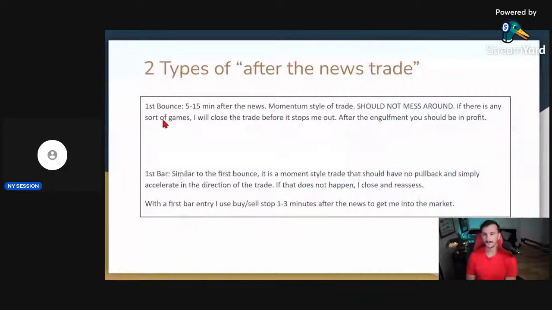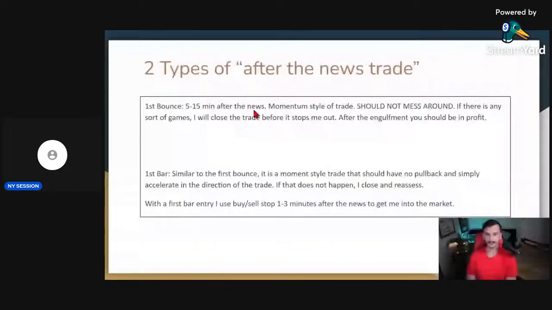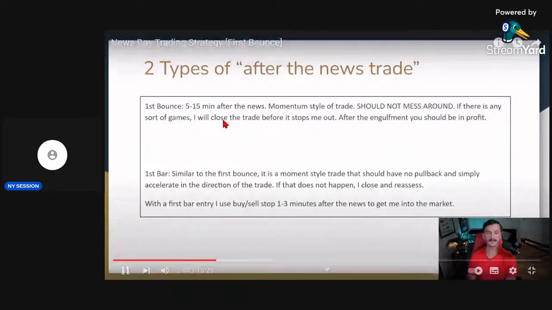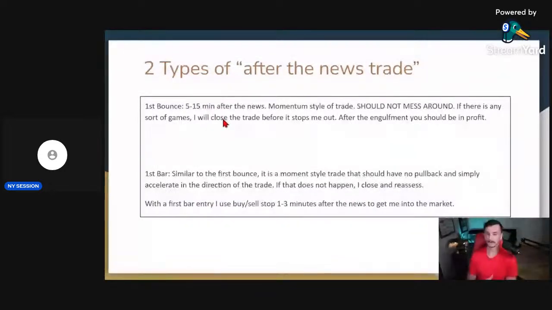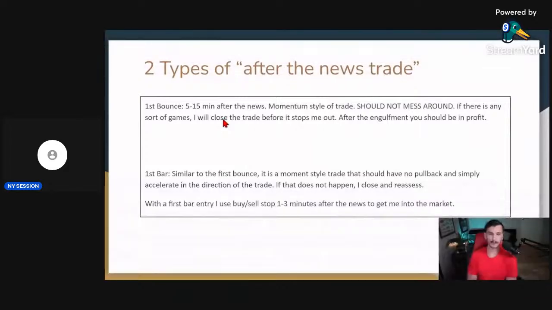The first bounce can occur between 5 and 15 minutes after the news. It's a momentum style of trade, and the trade should not mess around. Once the engulfment happens and you enter the market, there should be no more pullback. There should be no more pinning or doing anything weird. It should just go at that point. If there is any sort of market gains, I will simply close the trade and reassess because maybe I've missed something, or maybe the market is just not doing what I believed it to do. So I'm just going to close the trade, preferably either at break even, maybe minus a few pips, or maybe slightly in profit. But regardless, I'm out.